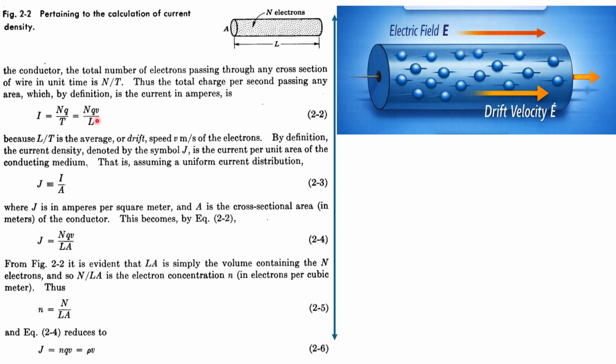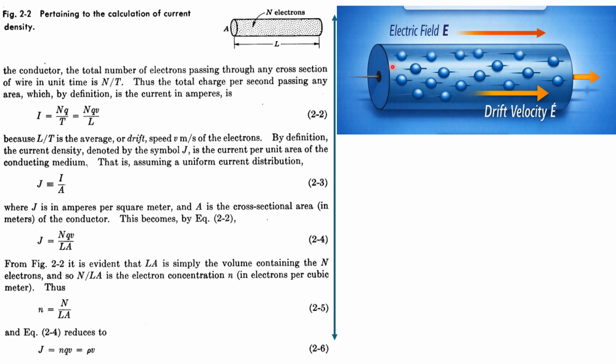So this quantity divided by A. Now your current density becomes N Q V, where V is the drift velocity, divided by L into A. Now check this N, the number of electrons, divided by L into A. L is the distance and A is the cross-sectional area, right? So L into A is the total volume of your cylinder, right?